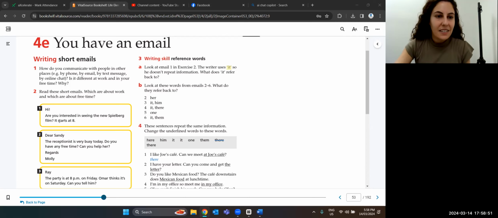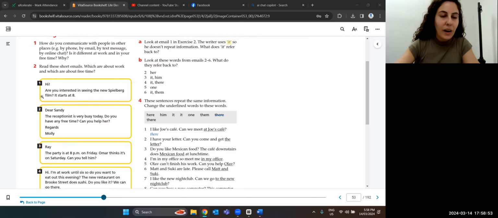What does that mean? So if I look at number 1, it says, are you interested in seeing the Spielberg film? It starts at 8. What does that word it mean? Now, it is replacing the noun that you said before, the film, because we don't want to say the new Spielberg film starts at 8. The new Spielberg film is at Norwood Cinema. The new Spielberg film. So we don't want to keep repeating the same noun.